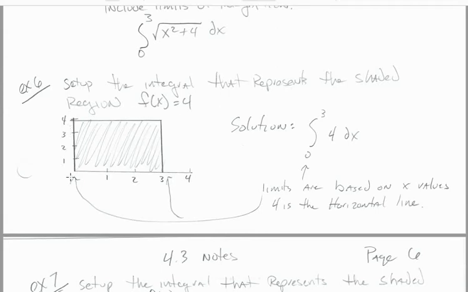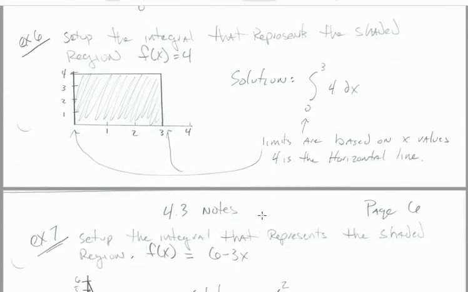The shaded region is what? From 0 to 3. Make sure that we're paying attention to the x-axis here for our limits of integration. The shaded region starts when x is 0 and ends when x is 3, so that's why the integral goes from 0 to 3. Our function is 4, so we're just going to write 4 dx. I think that one's pretty straightforward when we do this.